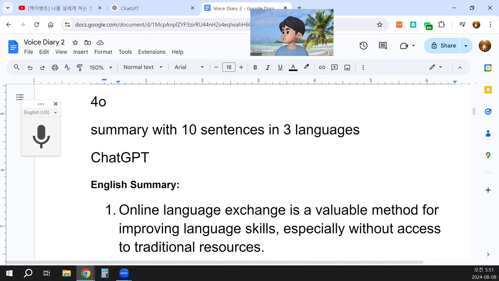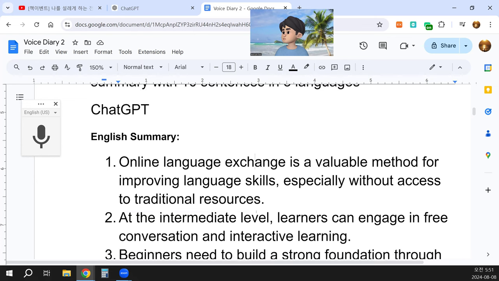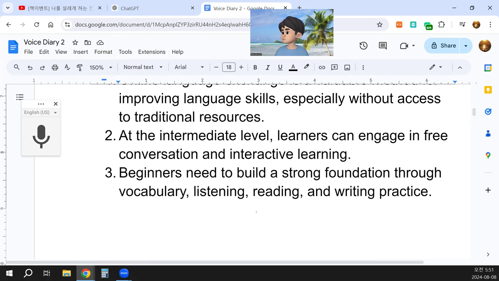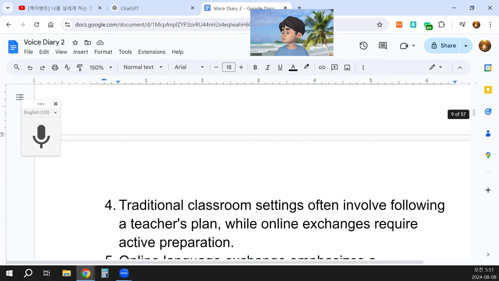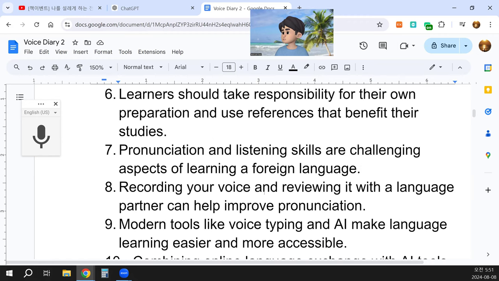Online language exchange is a valuable method for improving language skills, especially without such traditional resources. At any learning level, learners can engage in free conversation and interactive learning. You don't need to build a strong foundation through vocabulary, listening, reading, and writing correctly. Traditional classroom settings often involve following the teacher's plan, while online exchanges require active preparation.